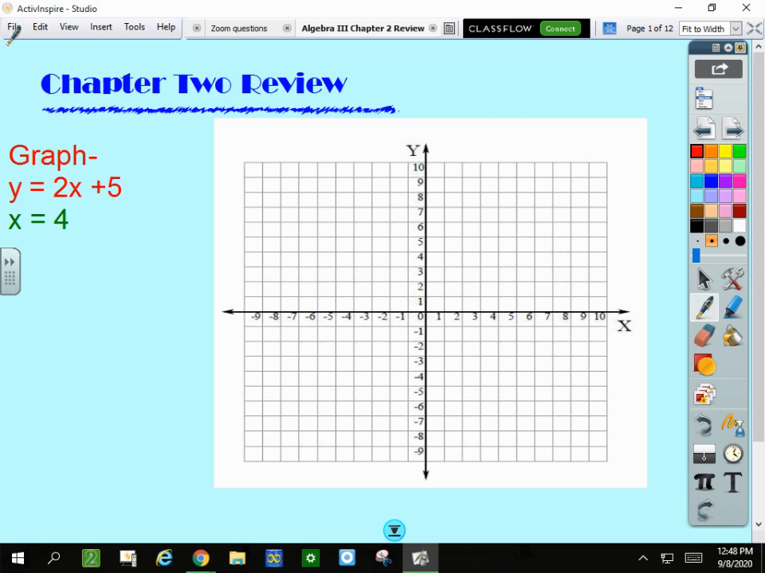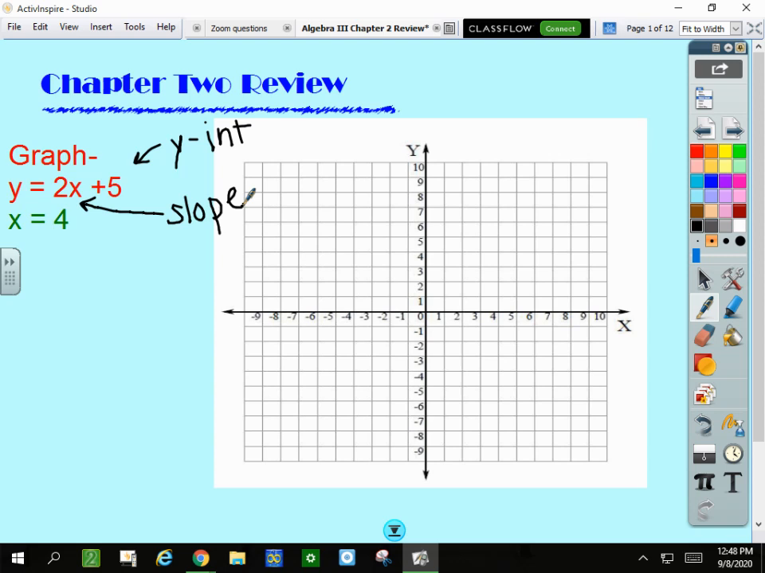So I'm going to graph y equals 2x plus 5. A little review: this is in slope-intercept form, the 2x plus 5. 5 is the y-intercept, and 2 is the slope. It looks like we're having some tech issues here. This weird writing is not me, something's going on here.